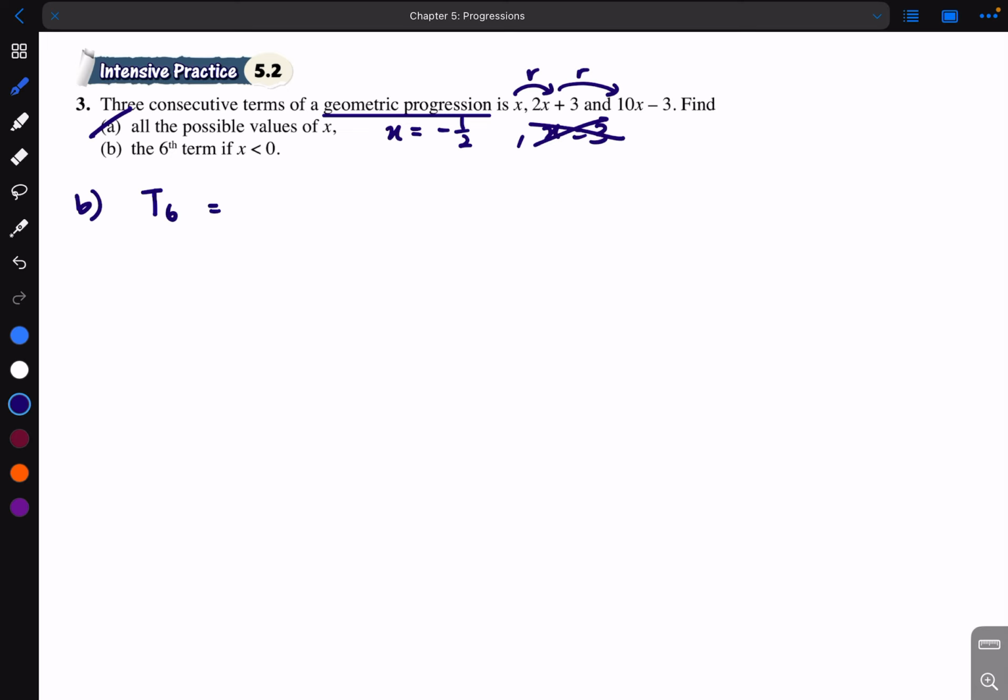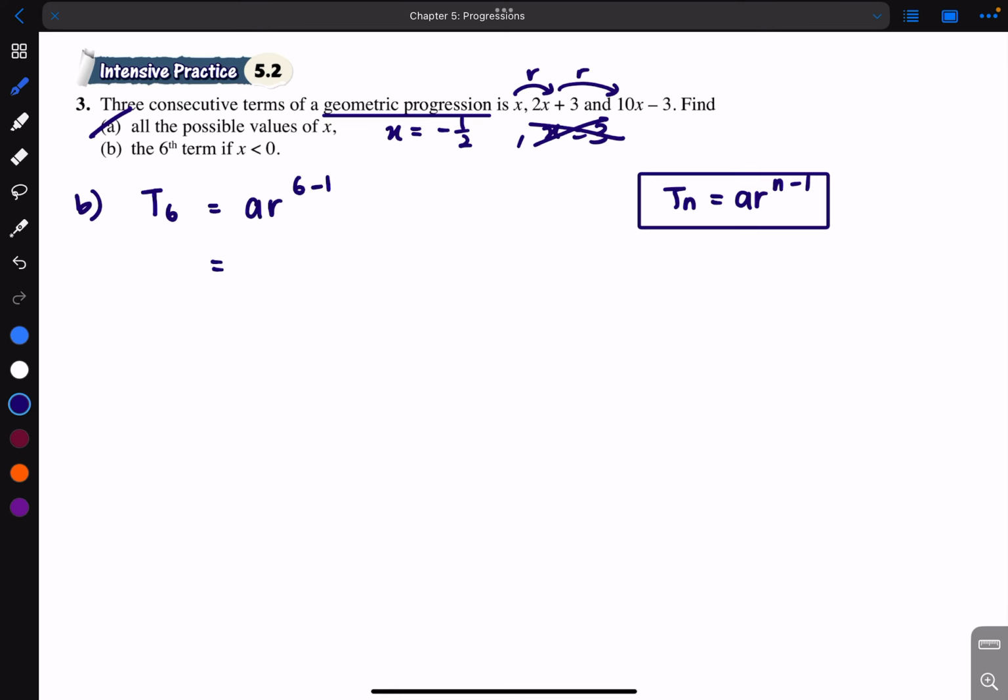So in geometric progression, the formula for Tn is A R to the n minus 1. So T6 would be A R to the 6 minus 1. We know the value of A is x, A is the first term. And then R would be, oh actually we don't know much. Okay, you know what? Let's find our A and R first.